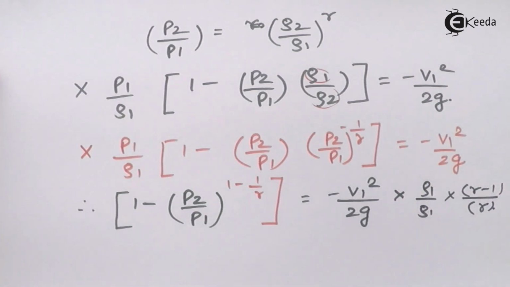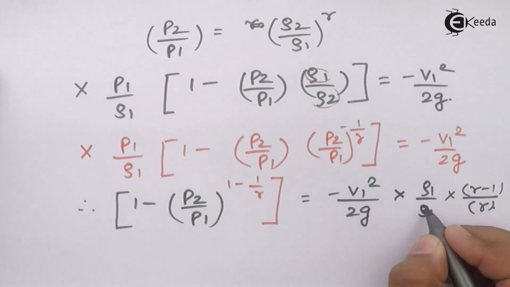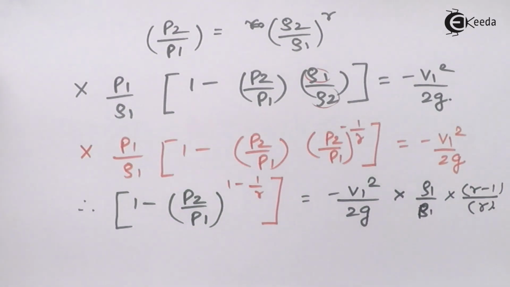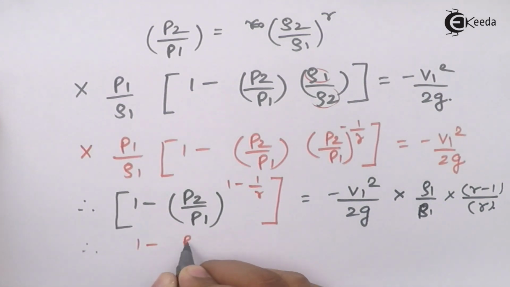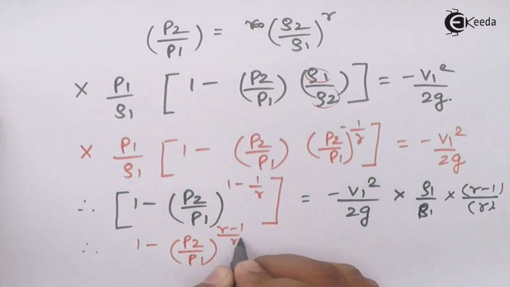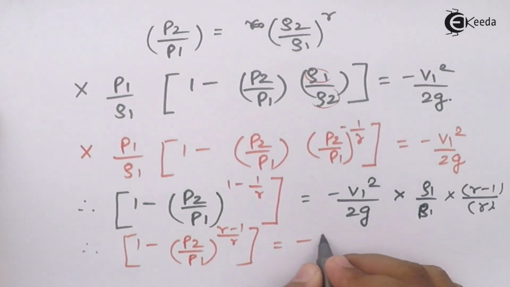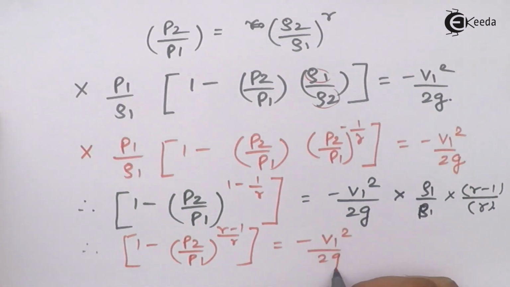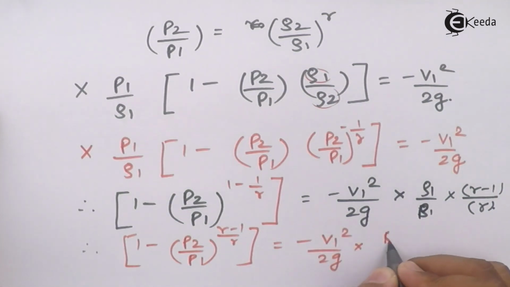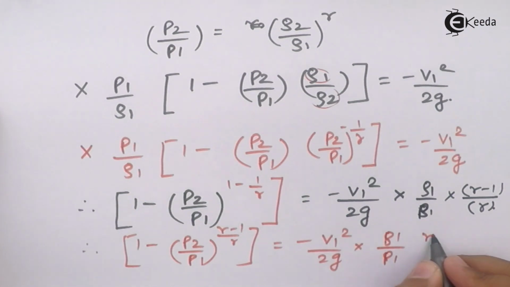So now let us use this to our advantage. Therefore this is 1 minus P2 by P1 raised to gamma upon gamma minus 1, is equal to minus of V1 square by 2g into rho 1 upon P1 into gamma minus 1 upon gamma.